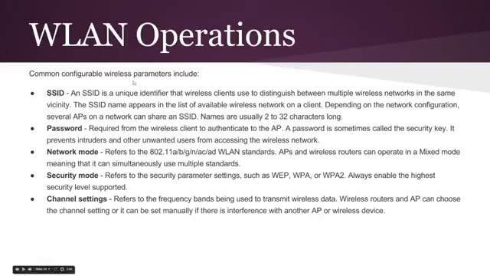Now, these are common configurable wireless parameters, starting with SSID, which is important because it's the unique identifier that wireless clients use to distinguish between multiple wireless networks in the same vicinity. The SSID name appears in the list of all available wireless networks on any client. Depending on the configuration, several access points on a network can share an SSID, like in a school, I think it's Wlan, and names are usually 2 to 32 characters long.